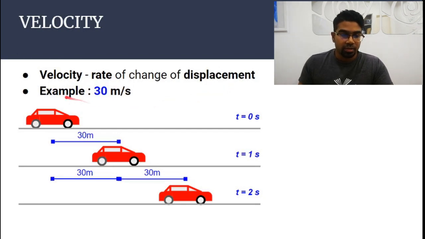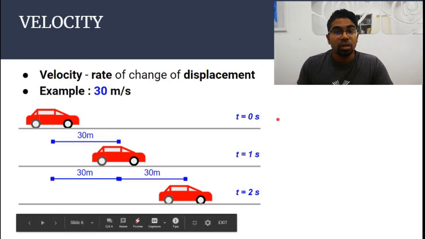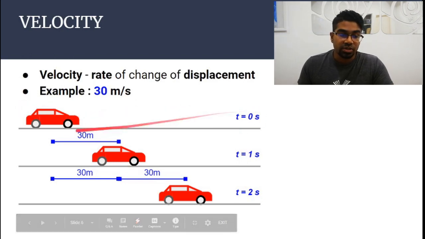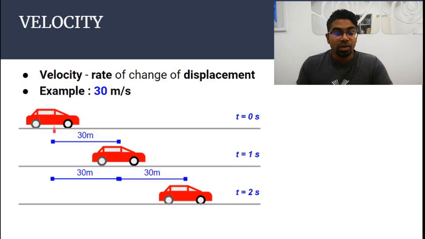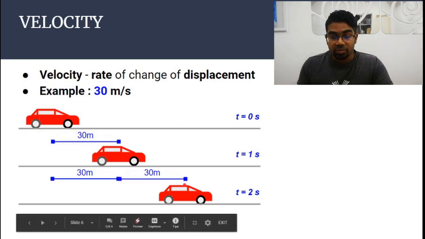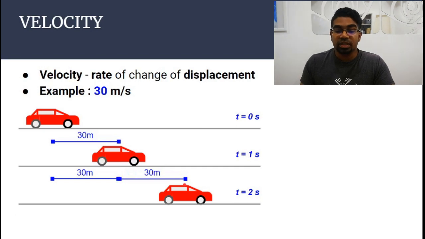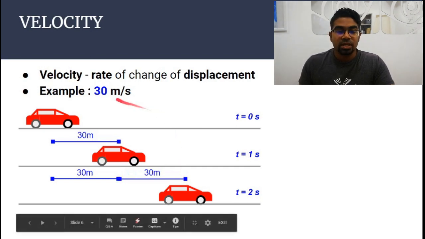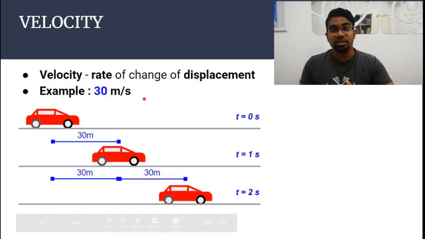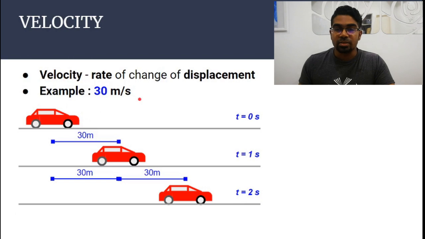For example, let's take a velocity of 30 meters per second. Now you will see this is similar to the example before. This is because the car is not changing direction. The car is moving straight. So at time equals 0 seconds, that's the starting position. After 1 second, it has moved a displacement of 30 meters forward, and then after another second, it has moved a further displacement of 30 meters forward. So the velocity of this car is 30 meters per second. Every second, its displacement is increasing by 30 meters.